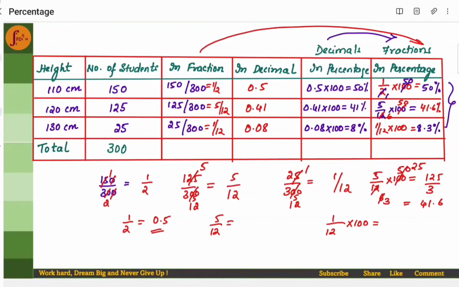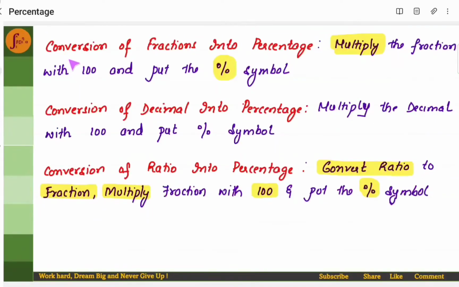So whenever you're converting fractions to percentage or decimals to percentage, multiply by 100. Basically, if I have to perform conversion of fractions into percentage, I have to multiply the fraction with 100 and put the percent symbol. Similarly, for decimals, I'll have to multiply the decimal with 100 and put percent symbol. Now, same thing we do with ratio also. With ratio, there is an additional step. I convert ratio to fraction first and then multiply fraction with 100 and put the percent symbol.